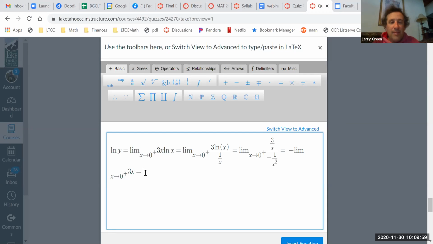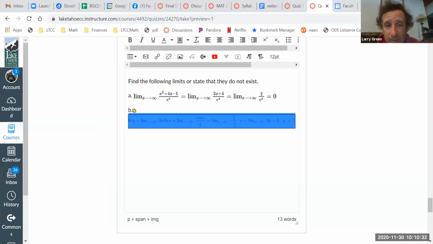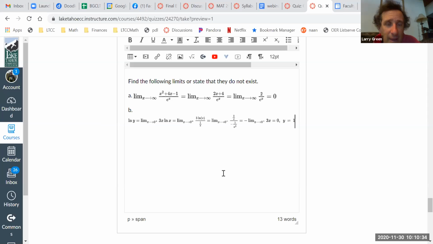And now it's simple. What's the limit as x goes to 0 of 3x? And the limit as x goes to 0 of 3x is 0. So now we have the natural log of y equals 0. So what does that tell us y is equal to? So y must be 1 because the natural log of 1 is 0. And that's part B.